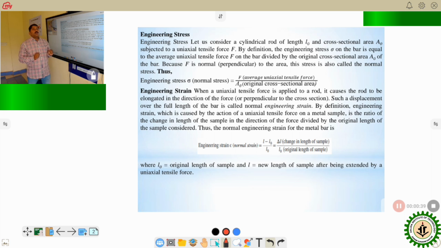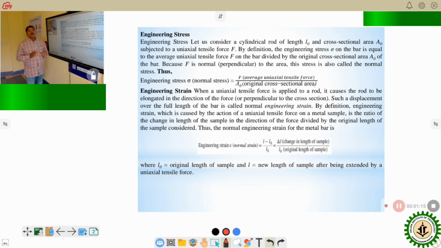Now, in today's class, we will discuss mainly the tensile test method and the mechanical properties obtained from our tensile test and stress strain diagram. All of you already know what engineering stress is. Stress is nothing but force per unit area, or simply the average uniaxial tensile force divided by the cross sectional area. That gives you the engineering stress.